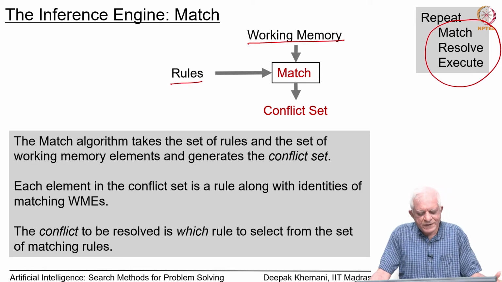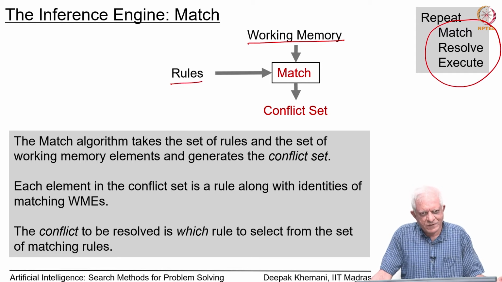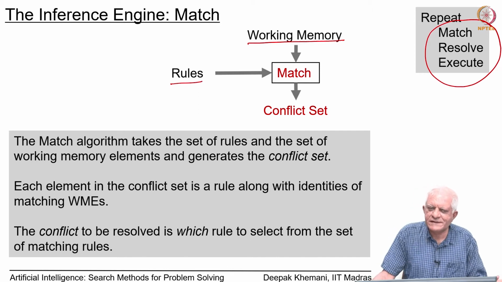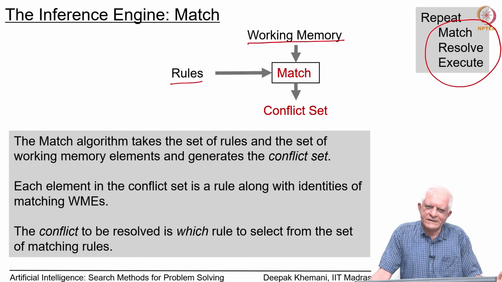What is the conflict here? If more than one rule is matching, if the conflict set has more than one element, then they are all in some sense contending to execute. There is a conflict. Each rule you can imagine is saying I want to execute, I am ready to execute, and things like that. It is the inference engine which has to decide which one to pick, and this process is called conflict resolution, as we will see shortly. So, the conflict to be resolved in the conflict set, and that is why it is called a conflict set, is which rule to select from the set of matching rules.